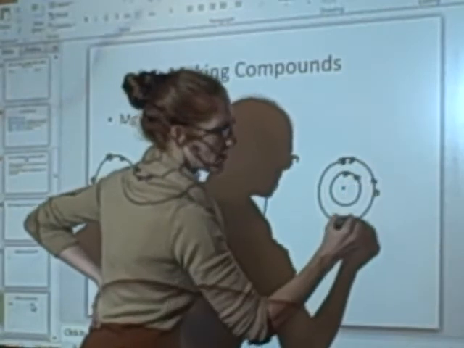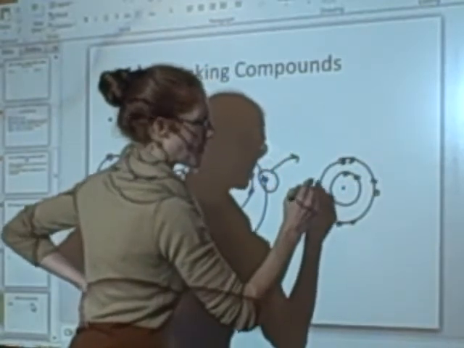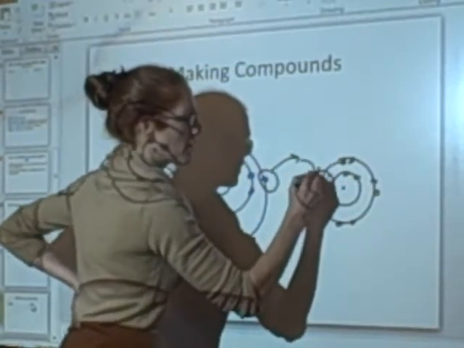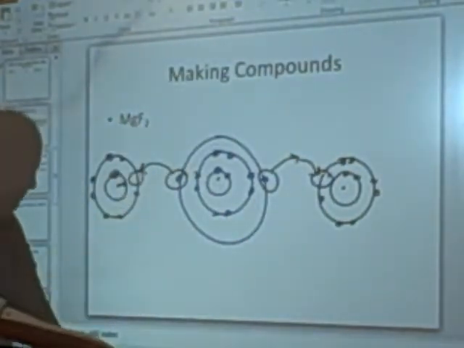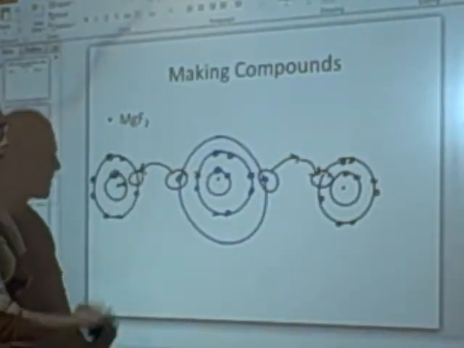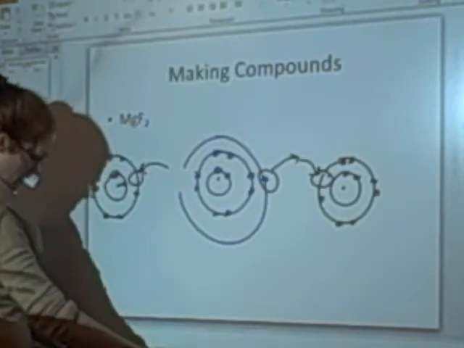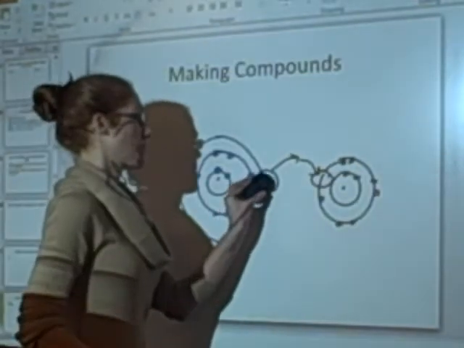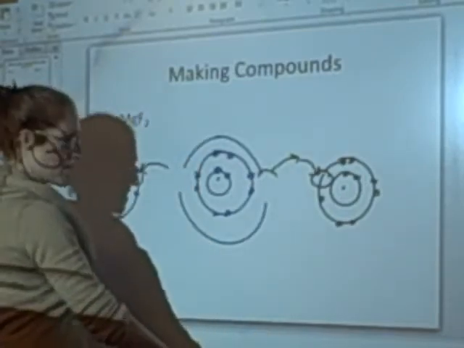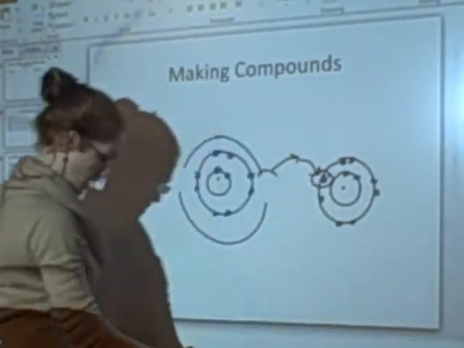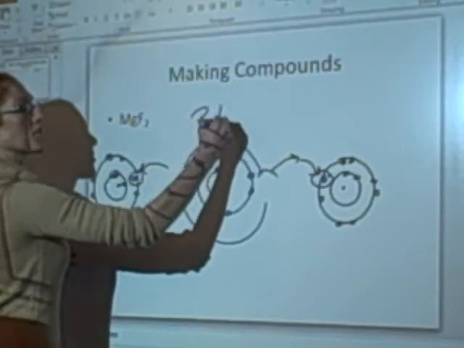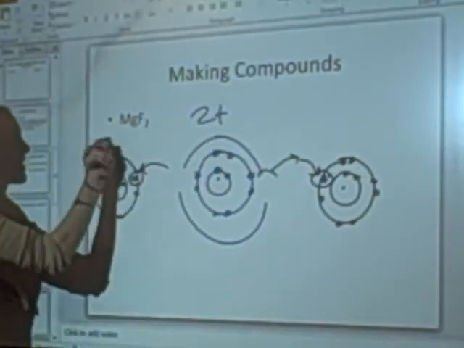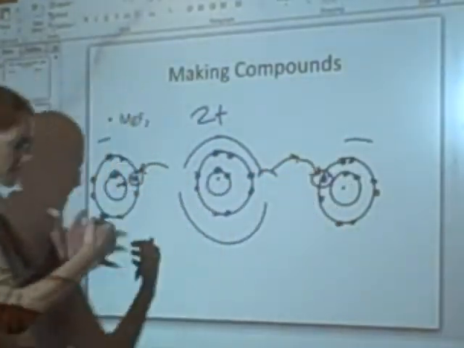And what happens is I'll use 2 fluorine atoms to gain the 2 electrons from the 1 magnesium. So this electron will go from here and end up here. And this one will go from here and it'll end up here. Okay, so now this has a 2+ charge because it lost 2 negative things, and this is negative and this is negative, and they stick together.